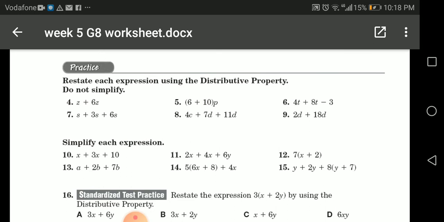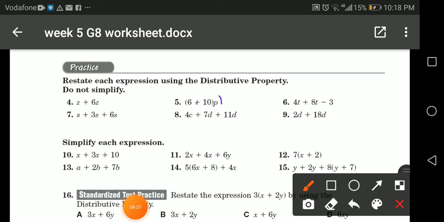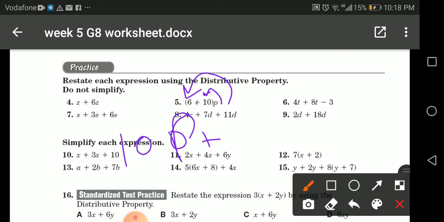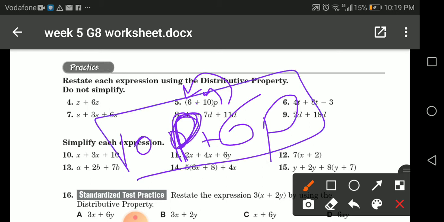Here, use the distributive property to do this. I have p outside, one time multiplied by 10 and the other time multiplied by 6. So it will be 10p plus 6p. So this is the answer. He asked me not to simplify this time. This is not simplifying.